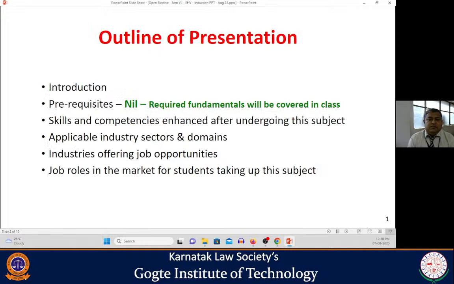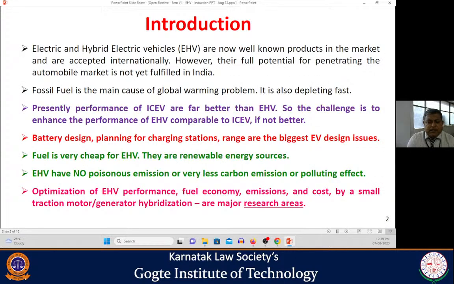Outline of the presentation. First we are going to see the basics of electric and hybrid vehicles. We will talk about prerequisites, whatever basic subjects you have studied, like mechanical engineering, electrical engineering, electronics, a little bit of database management. All those things are required in a certain portion, not for this course as such, not for the syllabus, but yes, if you want to define your project, everything will be required. It is an interdisciplinary course, and it requires expertise from mechanical, aero, electrical, electronics, CS, IS, everything. So all the students will find jobs in this field.